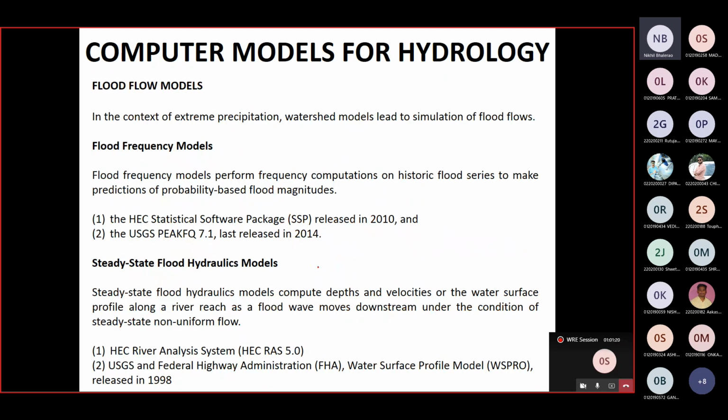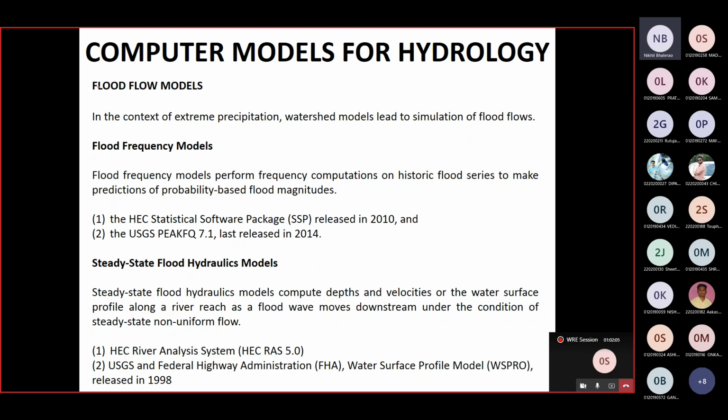Then we have the flood flow models. In the context of flood flow models, we are going to talk about precipitation watershed models. Along with that, there is an important part, the simulation of flood flows. Not only is the discussion about watershed models or precipitation models important, but determining or simulating the flood is a very important part. These models are described on a flooding basis, and depending on their nature or the task they perform, the models are bifurcated.